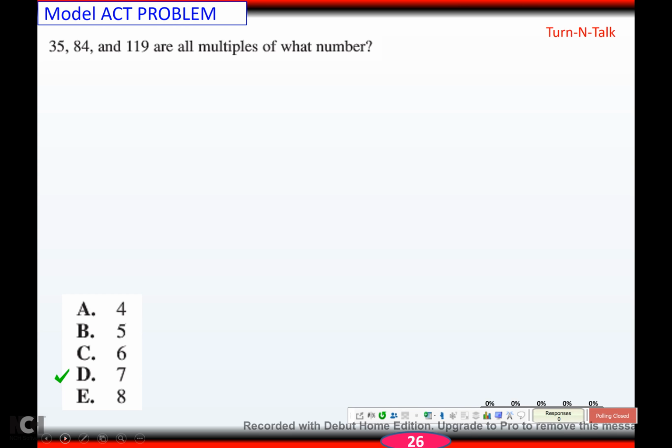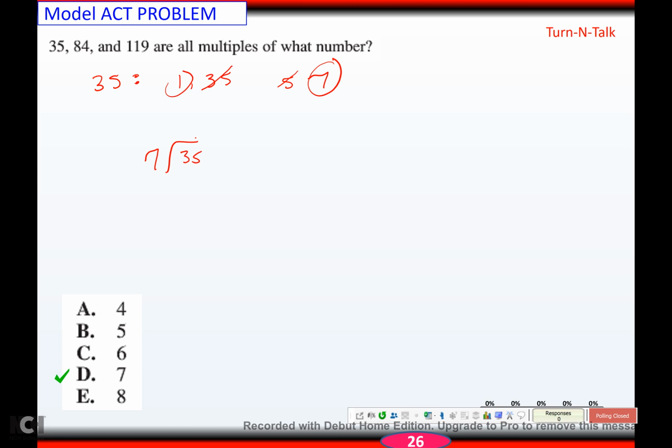All right, it says 35, 84, and 119 are all multiples of what number? Well, I looked at 35, the smallest number, and I looked at all the factors, which would be 1 times 35 is 35, and 5 times 7. So whatever the number is, it's got to be one of these. 1 goes into everything, of course. 35 does not go into them all. 5 does not go into them all, so the only thing I can hope for is the 7.